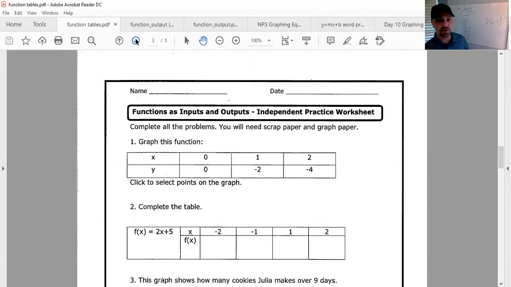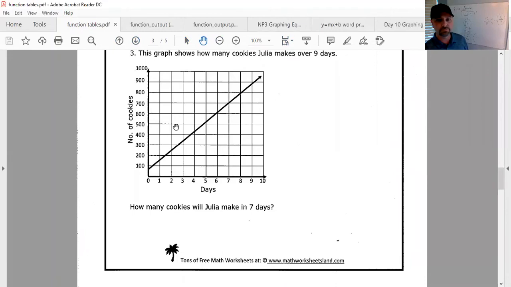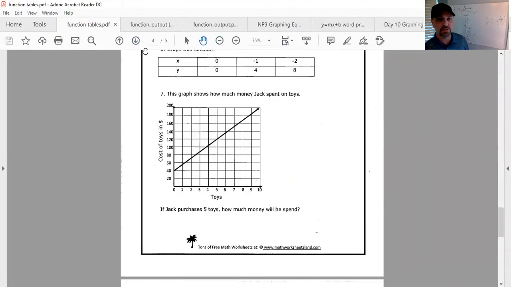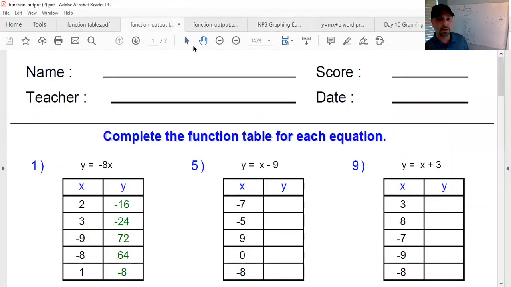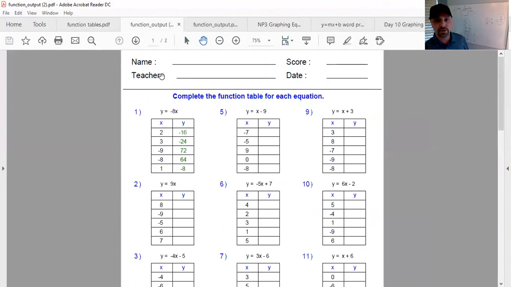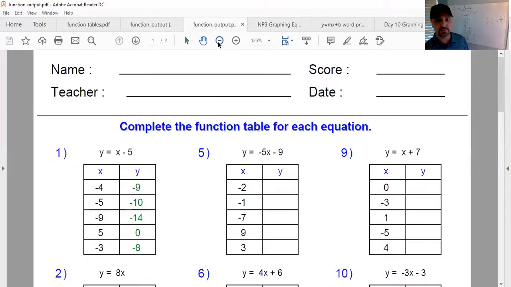This actually gives you quite a few problems here, including some graphs. Go ahead and give those a try. This is a single sheet of function tables, answers on the second page. You can check your work. Same for this one.